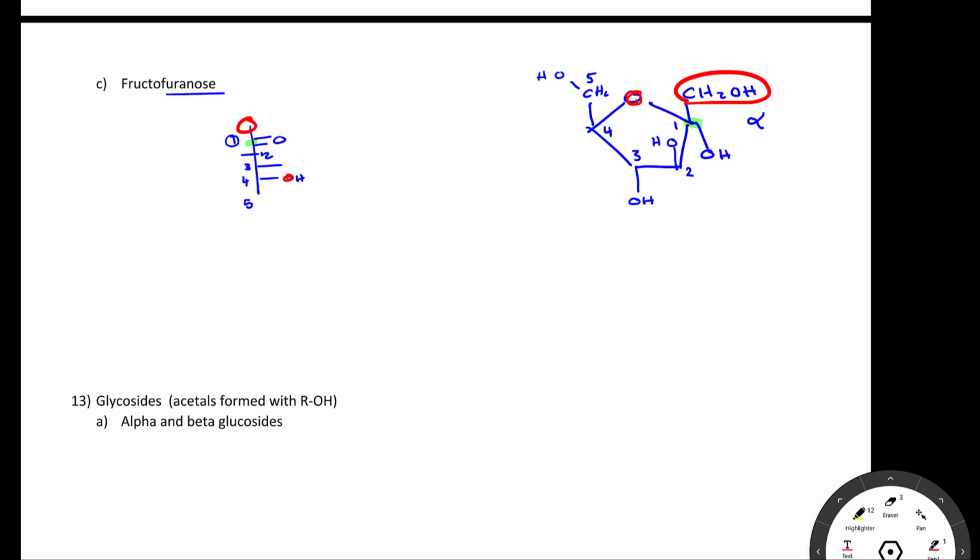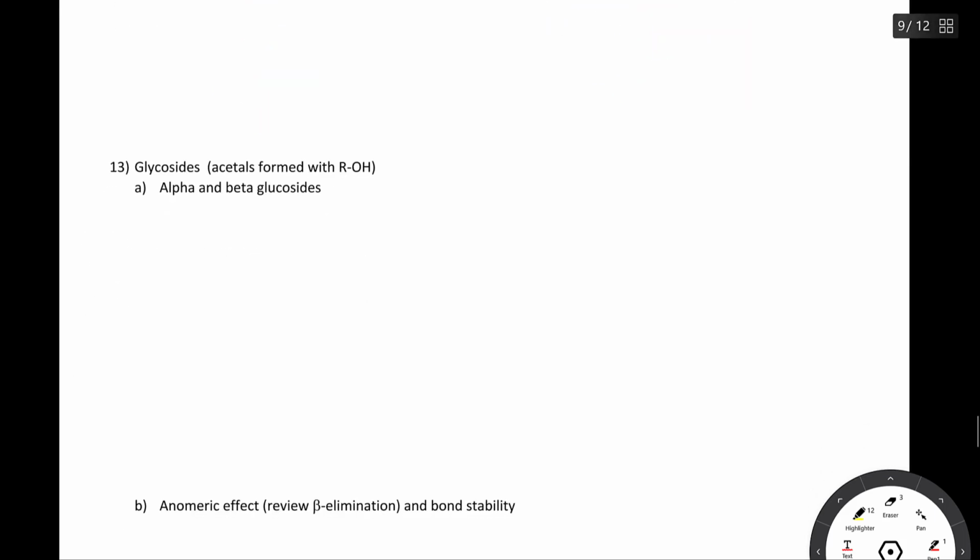In the beta form, the OH and the CH2OH switch sides. One goes up and the other one goes down. Okay. Now, with the cyclic sugars, you can form what are known as glycosides. And these are acetals that are formed from the hemiacetal.